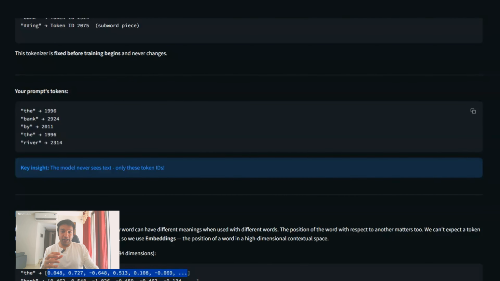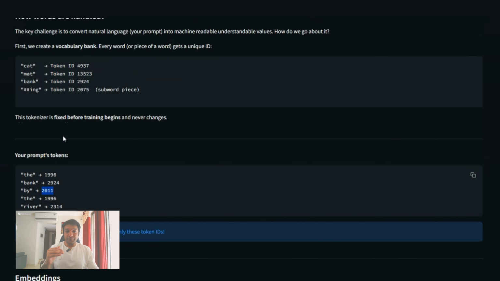Like in our LLM, for the prompt that we have used, "the bank by the river", the is represented by 1996, bank is represented by 2924, and by is represented by 2011. Now all of these are IDs, right? The important thing to note here is that tokenization is a field of study of its own, with multiple innovations that have happened over the last few years.